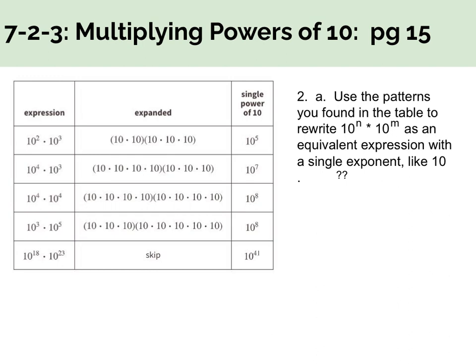So I went ahead and put all the table there with everything that's in it. And it says, use the pattern you found in the table to rewrite 10 to the n times 10 to the m as an equivalent expression with a single exponent, like 10 to the question marks, and these question marks should actually be up here. Okay, so we're going to write it all together. What were we doing? So go ahead and pause, enter that, and then come back to me.